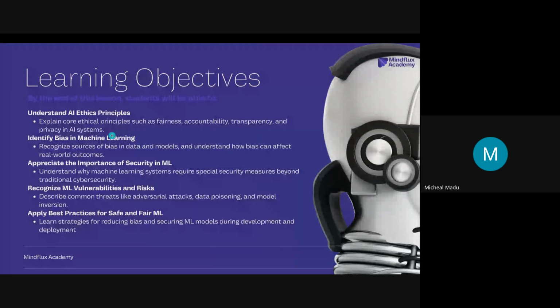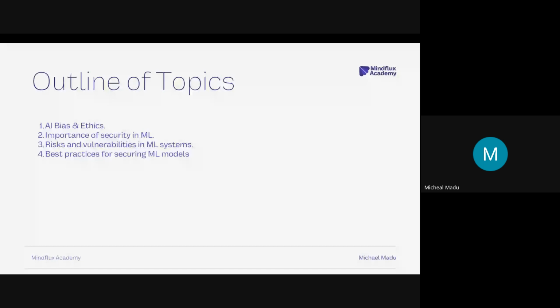Now, we'll get to know what bias is. What does it mean? What does it mean for an AI model to be biased? Three, understand why machine learning systems require special security measures beyond traditional cyber security, right? Then recognize vulnerabilities in machine learning models and the risks associated with them. And then also see strategies for mitigating biases.